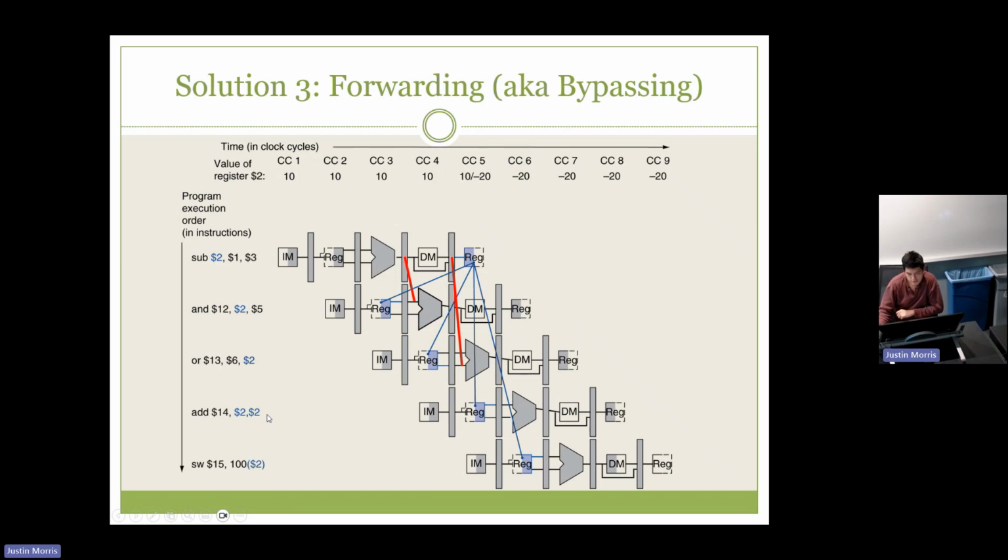And then all these other instructions don't have the problem because we have written to the register file, right? So now for our instructions, if we implement forwarding for our pipeline, we don't stall, right? There's no reason to stall.